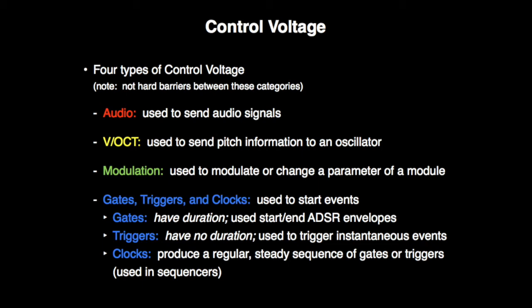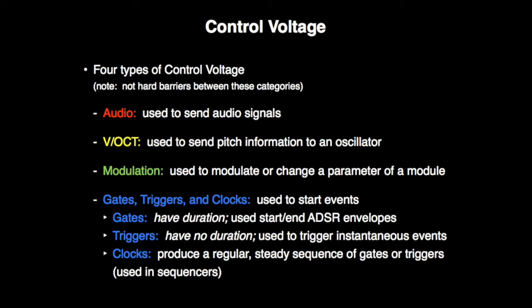In actual practice, it does have a duration. Effectively, a trigger is a 1 millisecond burst of voltage that just goes from 0 to, I think it's 10 volts, and then after 1 millisecond, drops right back down. But we use triggers to trigger instantaneous events. So for instance, we might use a trigger on one of those West Coast style attack decay envelopes that don't have a duration. They don't need a sustain. So you just need to trigger that envelope to start, and then you're already done with it.